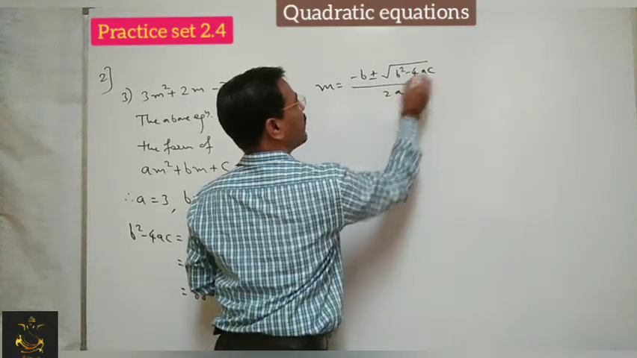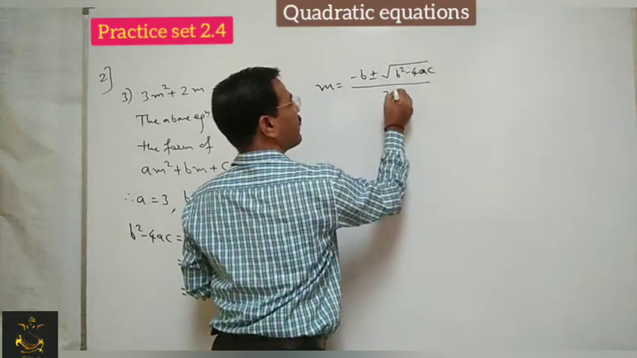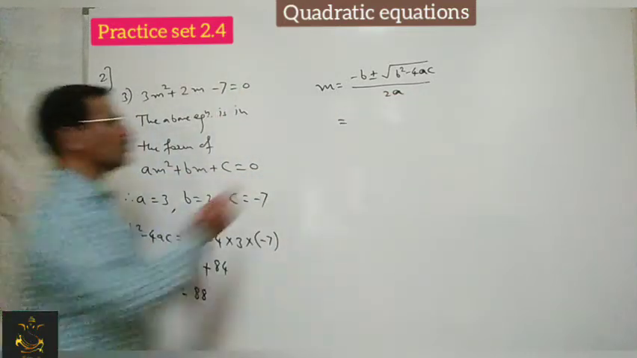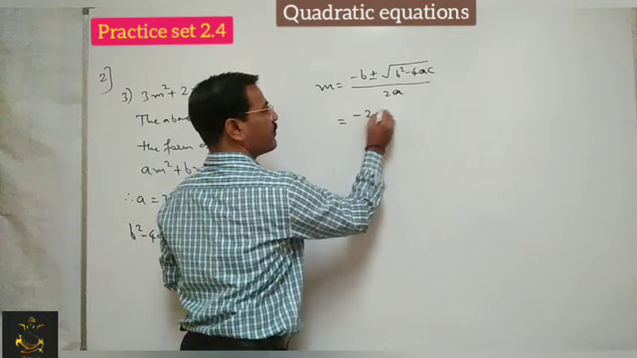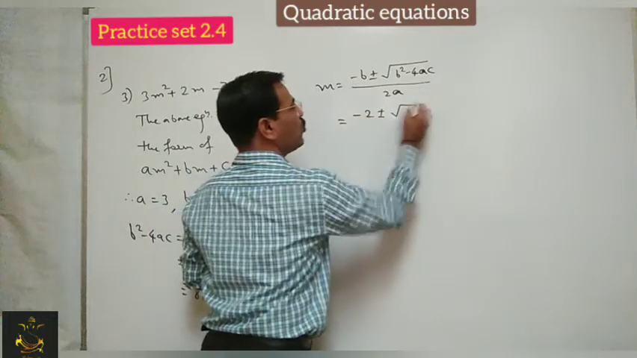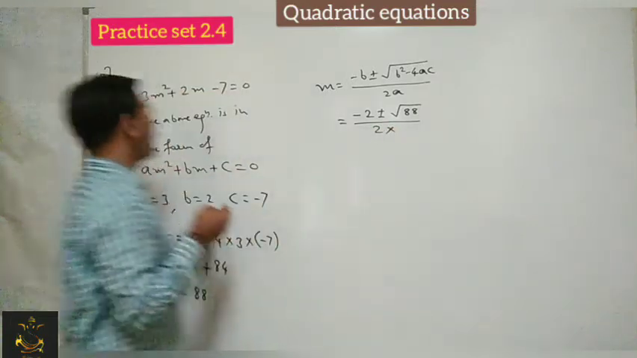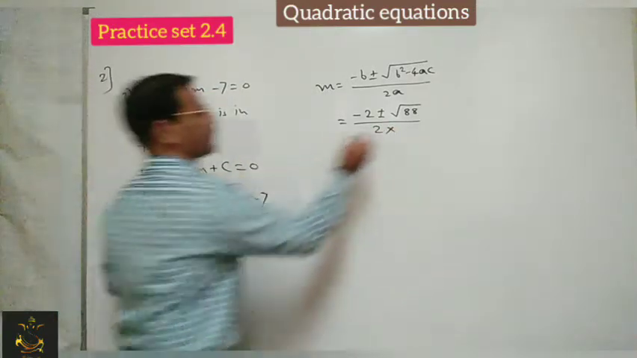Yes, don't make a mistake here. Okay friends, look here. I'll put the values. What is b here? 2. Minus is already there. And here in the root it is 88. Now it is very important. a is 3 here.